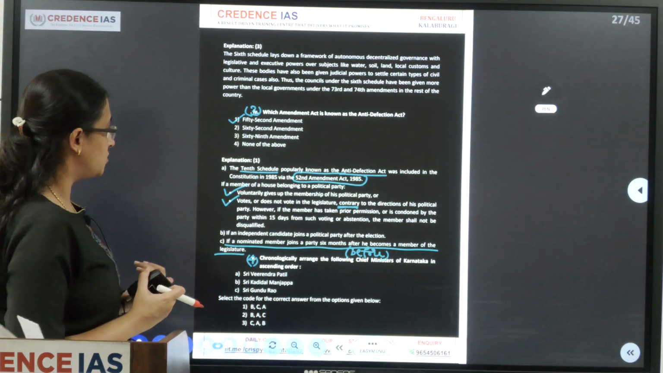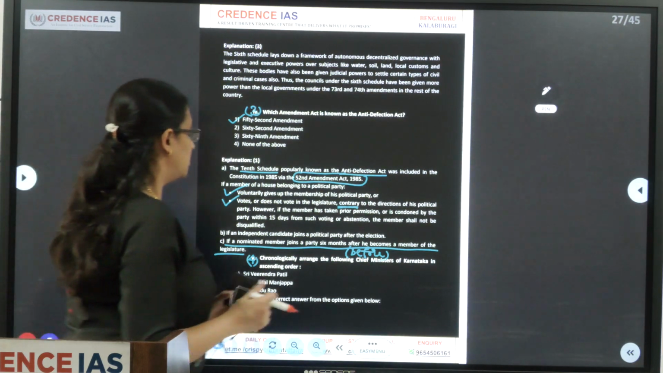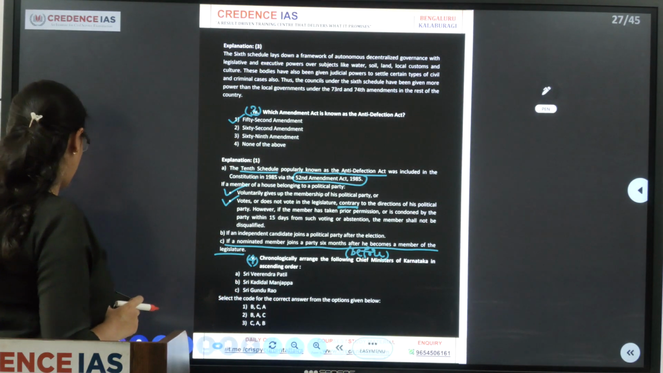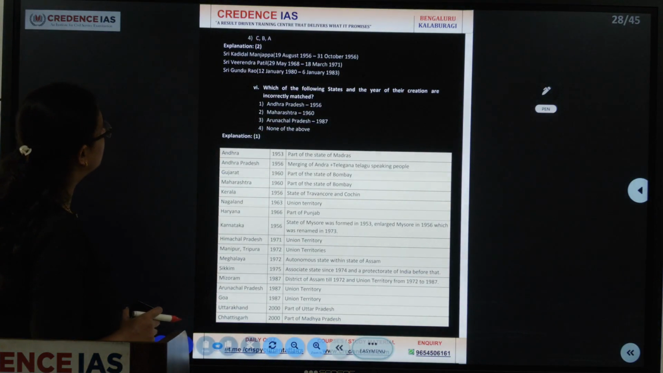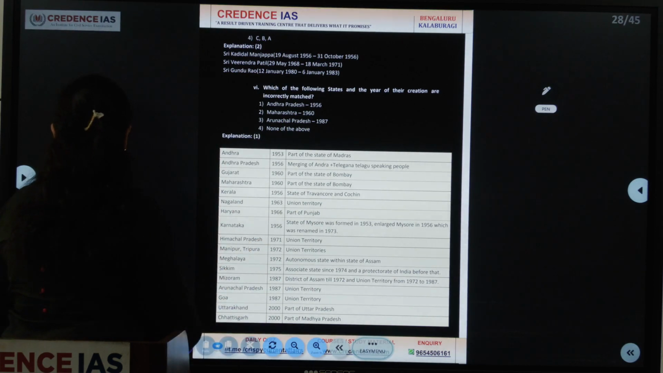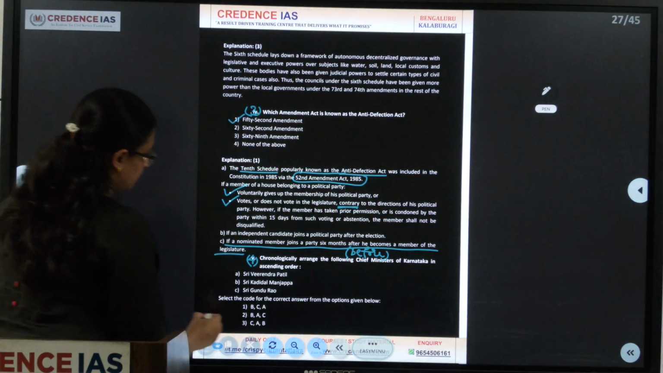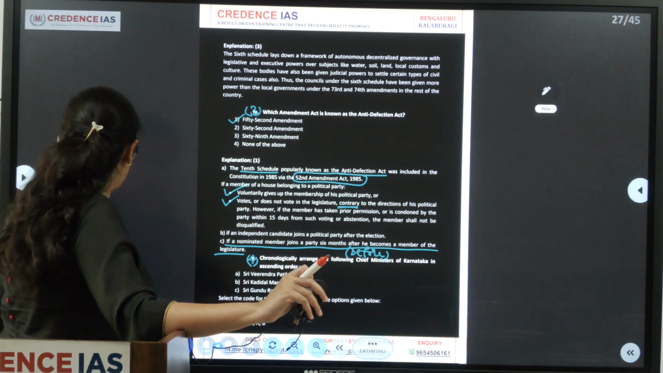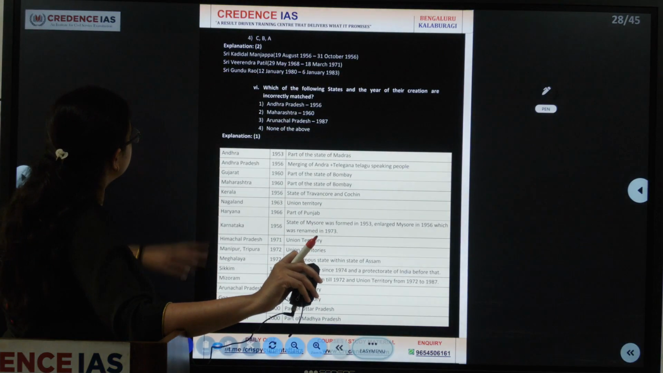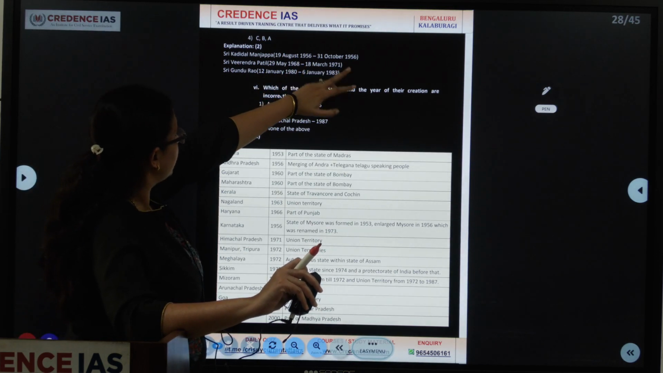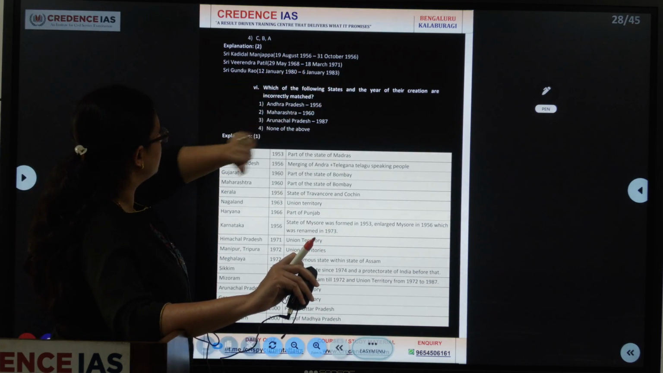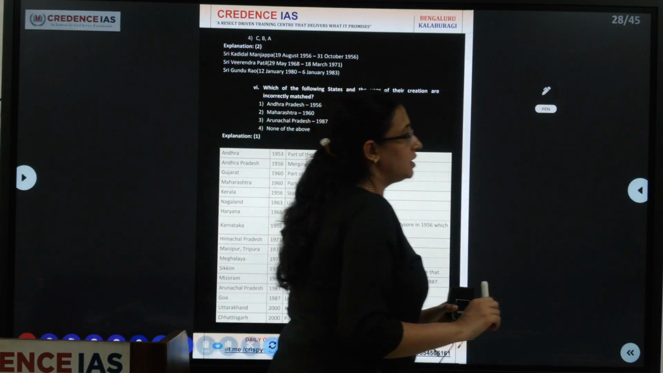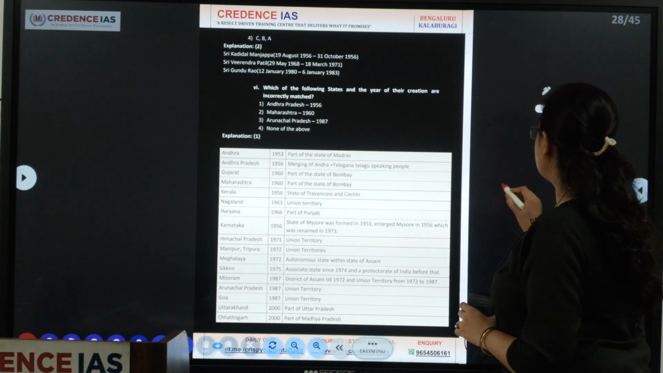Chronologically arrange the following chief ministers of Karnataka in ascending order. Shri Virendra Patil, Shri Kadidal Manchappa and Shri Gundu Rao. Here, Shri Kadidal Manchappa, Shri Virendra Patil and Shri Gundu Rao is the correct answer. Kadidal Manchappa held his office from 1956, Virendra Patil from 1968 to 1971, Shri Gundu Rao from 1980 to 1983.